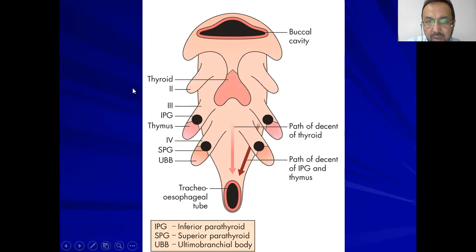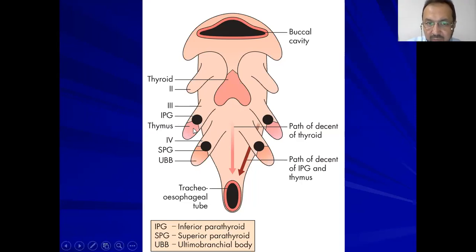However, the inferior parathyroid glands develop from the third arch, and that's why they migrate a very longer distance to the lower part of the front of the neck, and that's why it's more common for the inferior gland to be ectopic than the superior one.